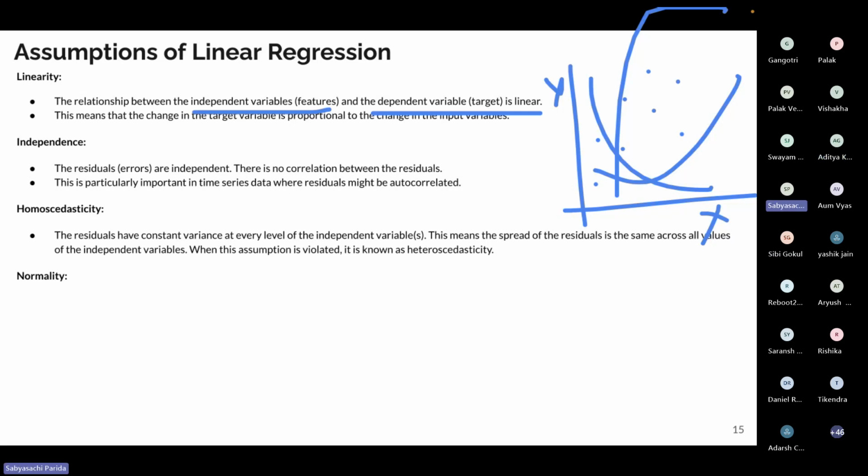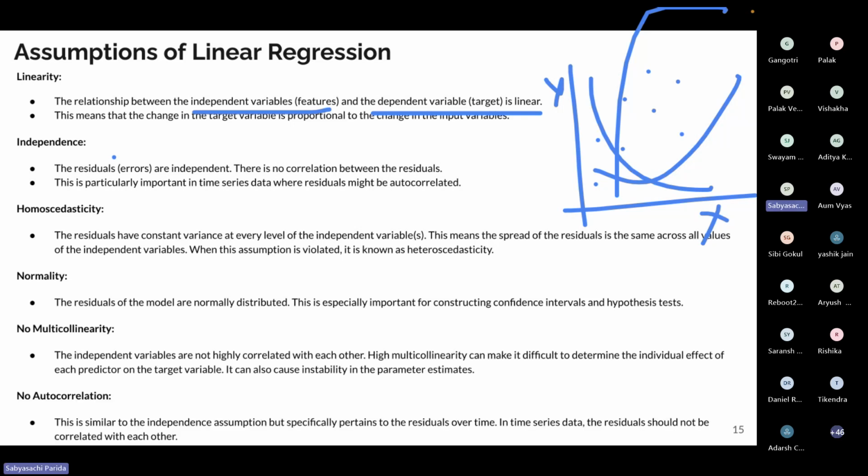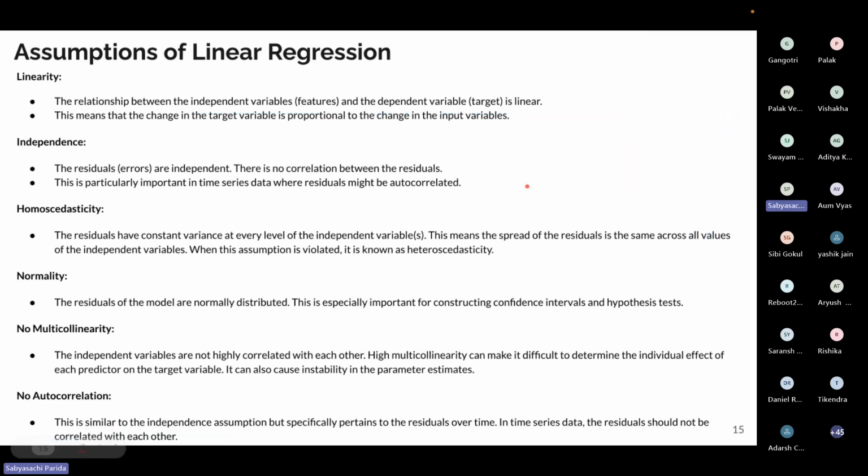So the other thing we need to assume is, let me note everything down. First is the linearity. That means there is a linear relationship between the input and the target variable, x and y. And the other is the independence. That means the residuals or the errors are independent. That means there is no correlation between the residuals. For that, what we mean is, for any model we are trying to build.